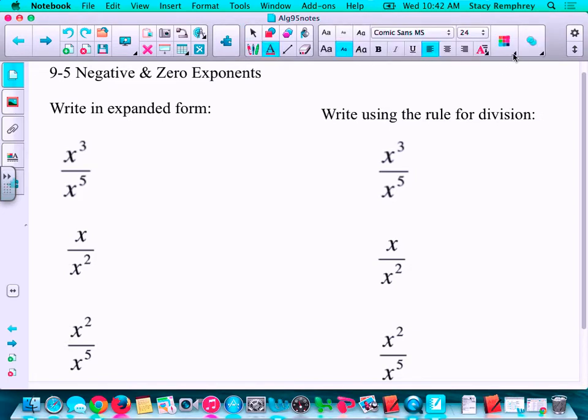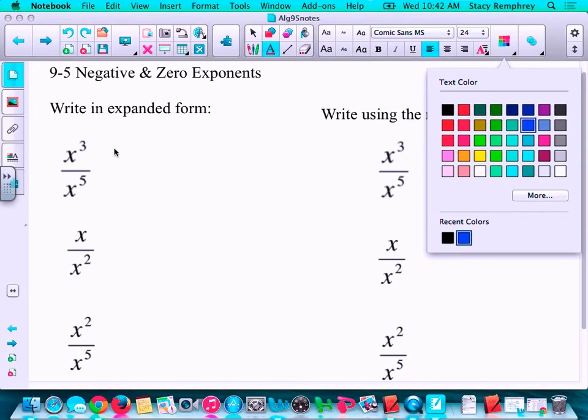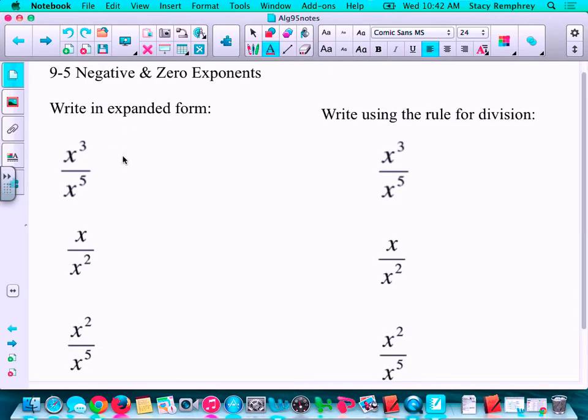So let me just do it in a different color so we see that. Across the top, I'm going to have x cubed, and on the bottom, I'm going to have x to the fifth. Let's do this. On the bottom, I have 5 x's. Put that right up underneath. And then we're going to cancel, just like we did yesterday.